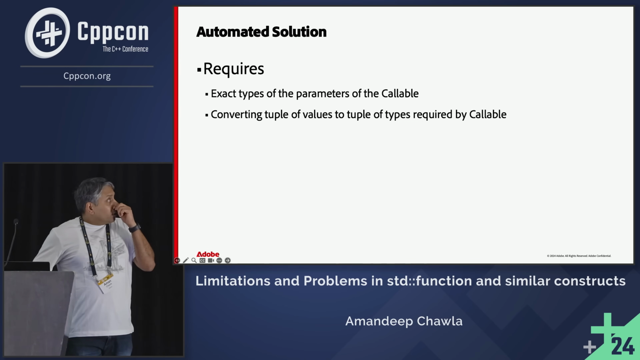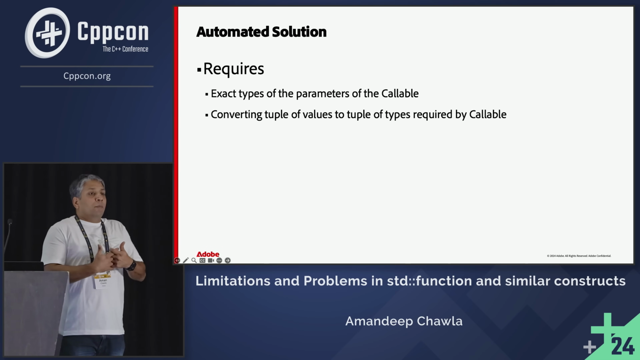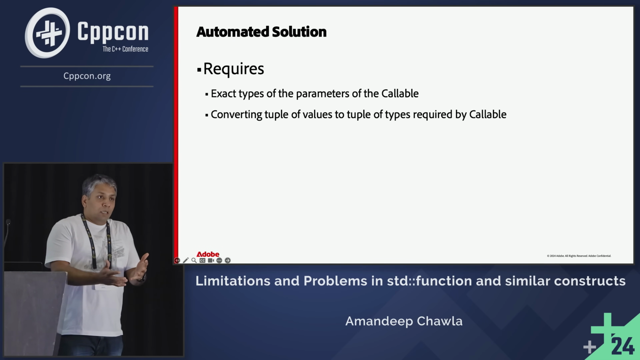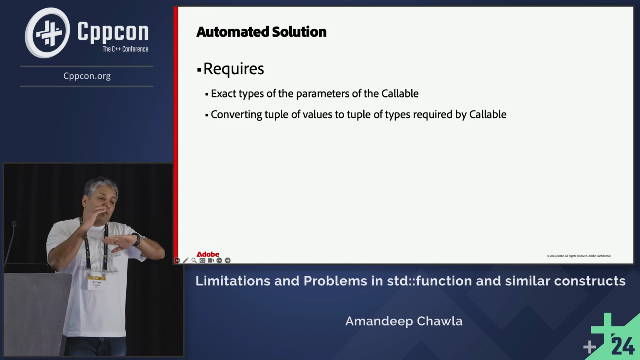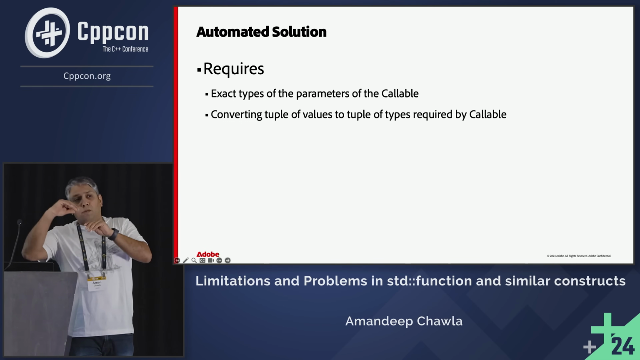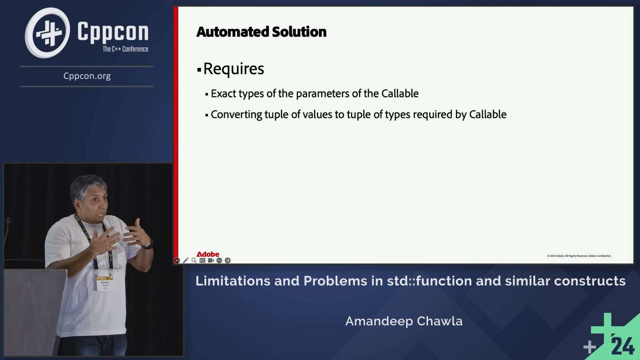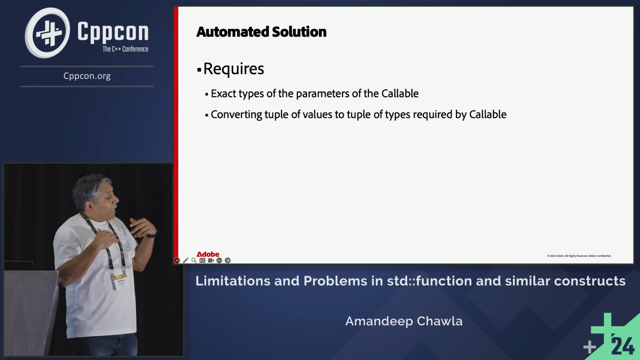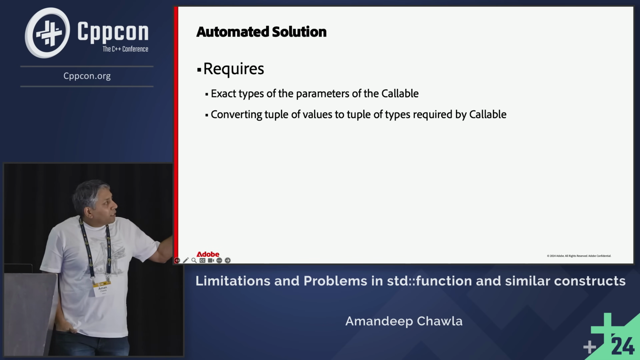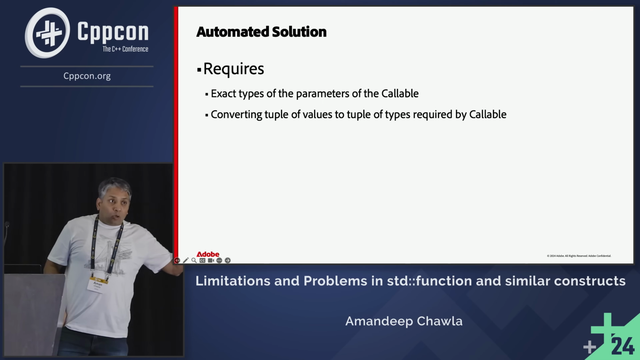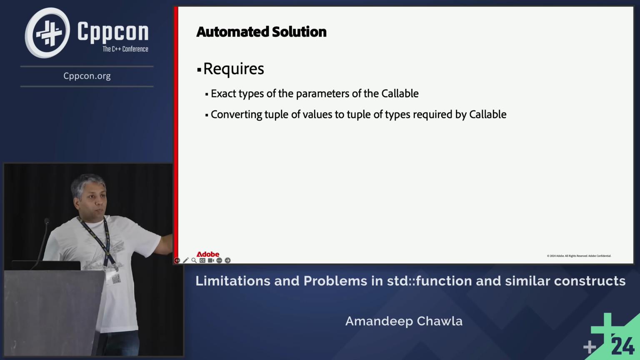So for automated solutions, we need two things if we want to get rid of this. First, we need to know the exact type of the parameters of a function. Then only I can say, oh, the first parameter is by value, the second parameter is by reference, the third parameter is const reference, and so on. If somehow I can programmatically know that, first thing. Second is once I know that, how to convert tuple of values to tuple of types required by the callable. Okay. Right now, if you see, I have to do each parameter one by one. Can we devise solutions for these two problems, and then we are done.